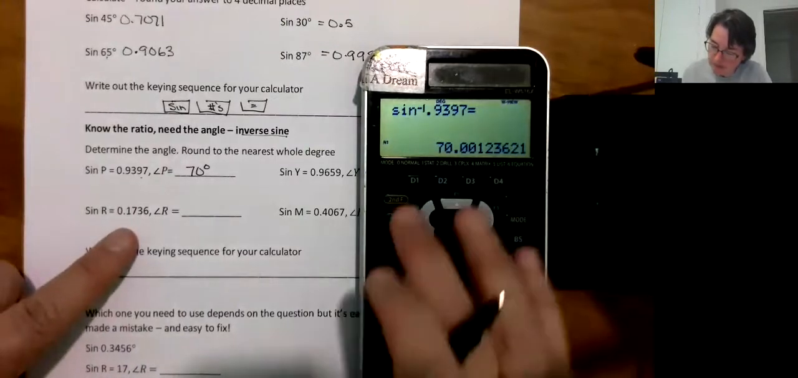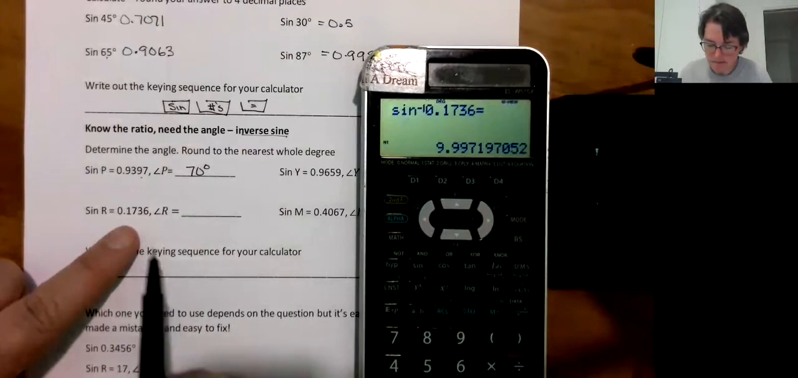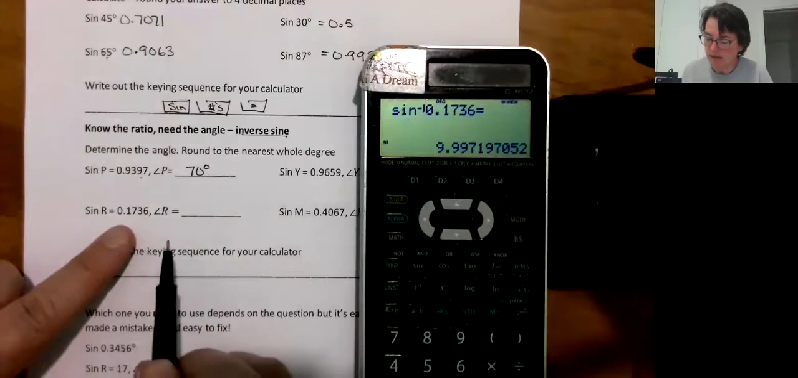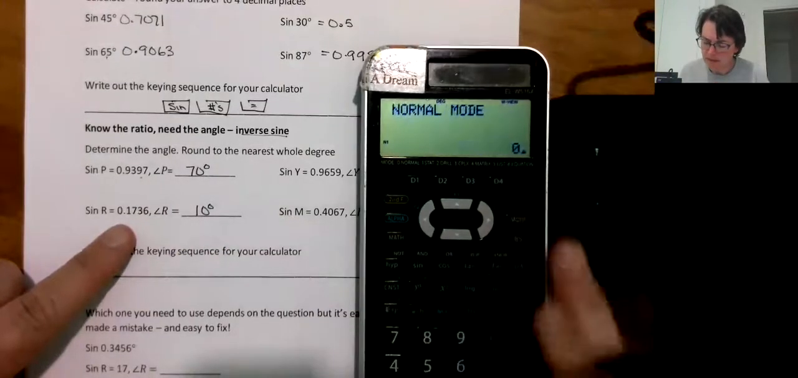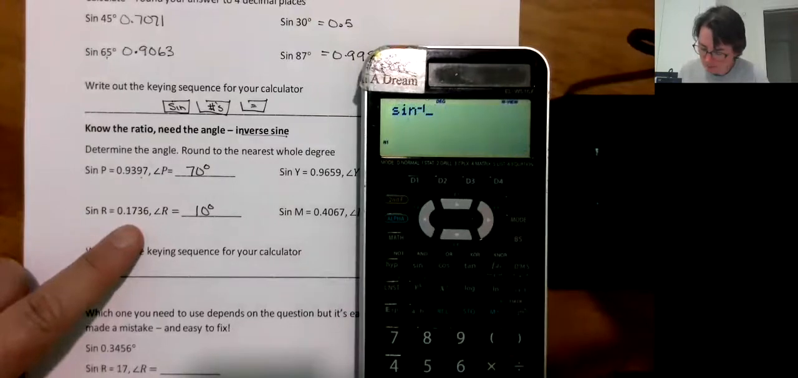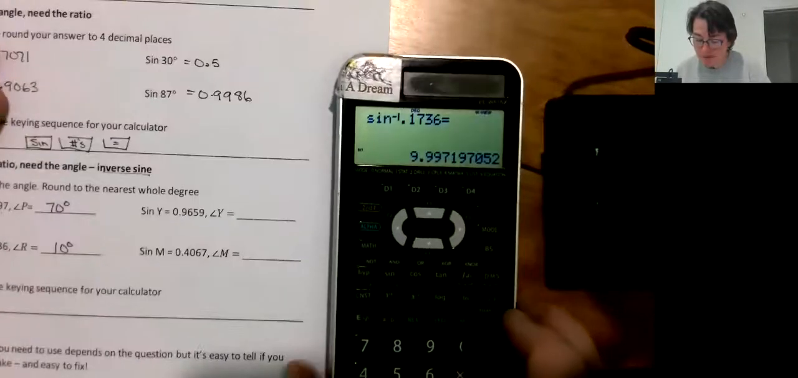All right, so second sine, 0.1736. That is 9.997, and to the nearest degree it would be 10 degrees. Yeah, hold on, something doesn't sit right with me. Let me try that again. Second sine, 0.1736. Oh, got the same answer. It just seemed weird, so double check.